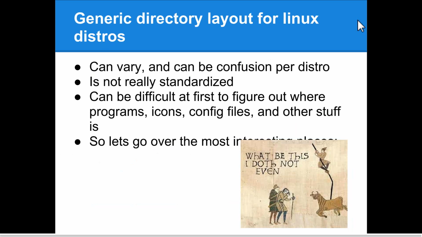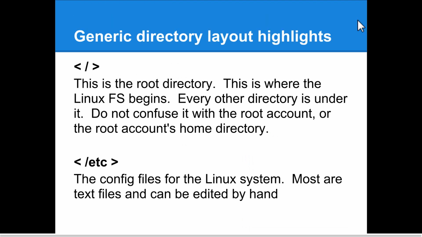All right, so I'm going to go over quickly the generic layout for all the directories in most Linux distros. Any questions so far? Okay. It can be confusing at first if someone hasn't explained it to you. I can go over it pretty quickly. Slash, that's the root directory. It's where everything starts. That's where the file system starts. Do not confuse it with the root account or the root account's home directory. /etc is usually where most configuration files are. For firewalls, for init, for anything you can think of, the configuration file is probably in /etc.